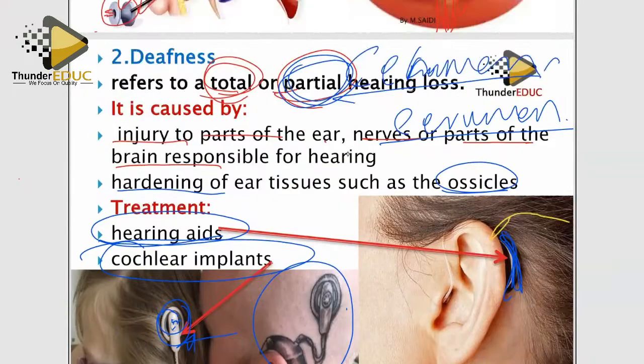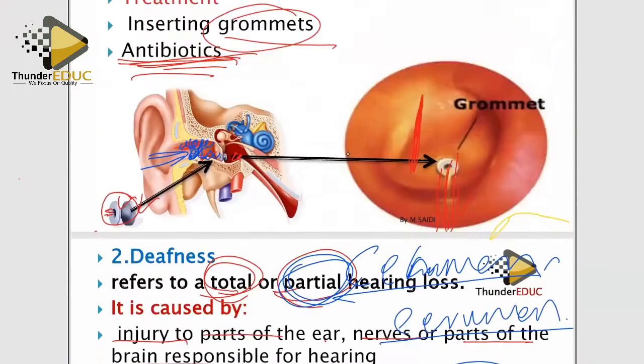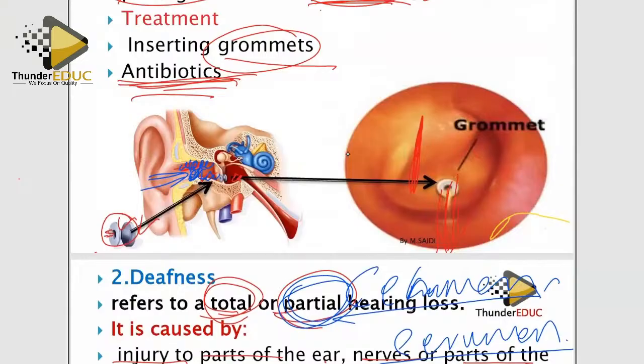So guys, basically that's the ear. You need to know the structure of the ear. You need to know the function of the parts. You need to know the hearing process. You need to know the balance. You need to know the defects of the ear.